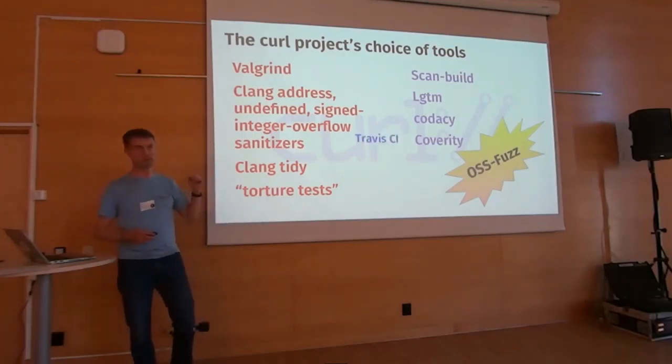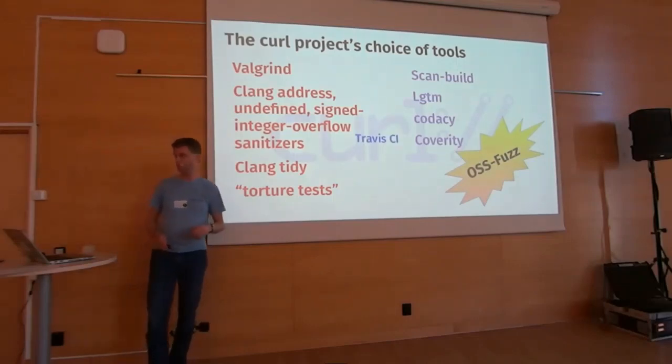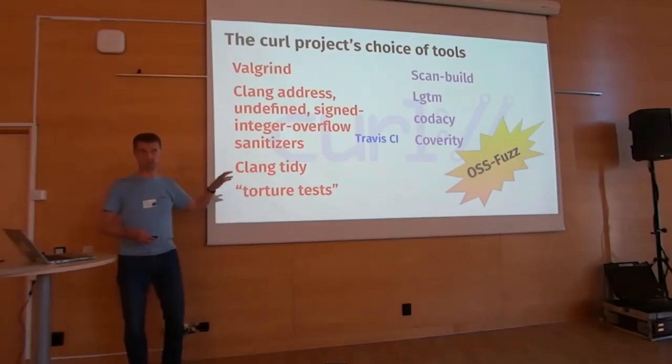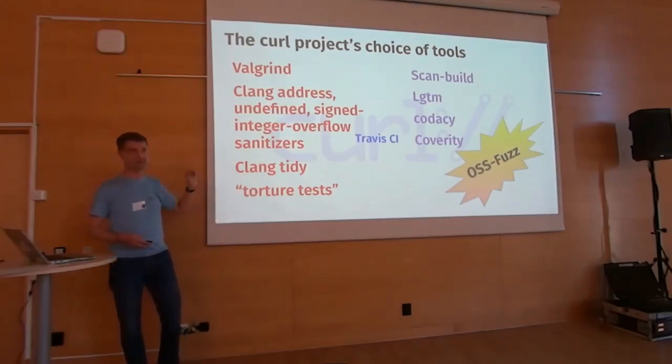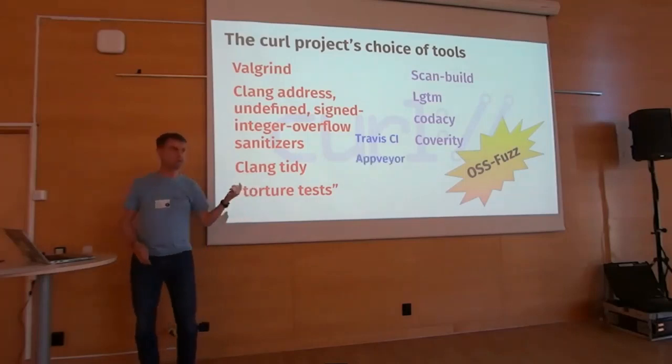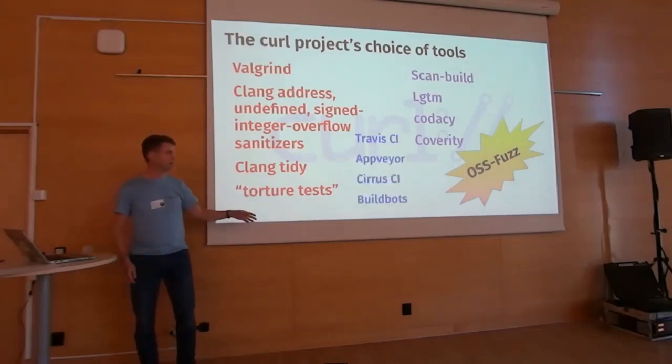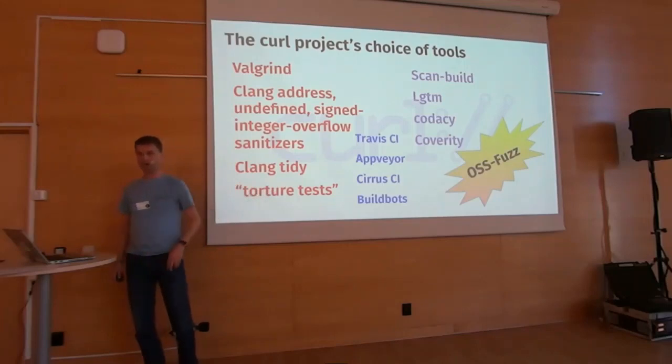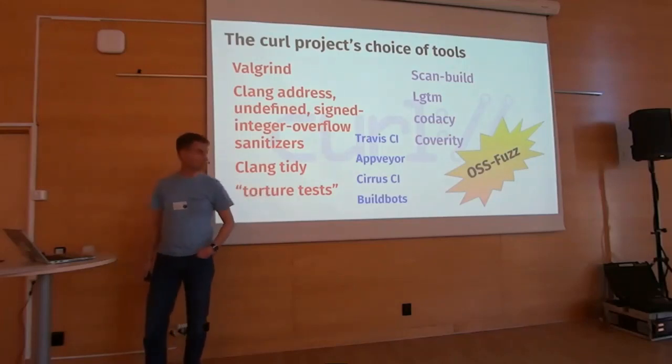So we use then a lot of free CI services. Actually, all of these tools that we use in the curl project, everything here is provided for free. So we don't pay for any of this. So Travis CI, AppVeyor, Zero CI, and we have a bunch of volunteers running build bots. So a lot of things running.